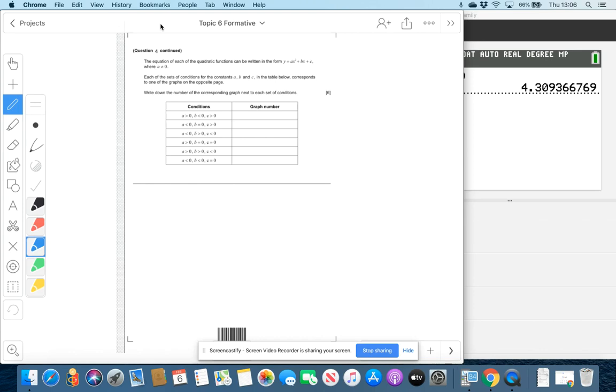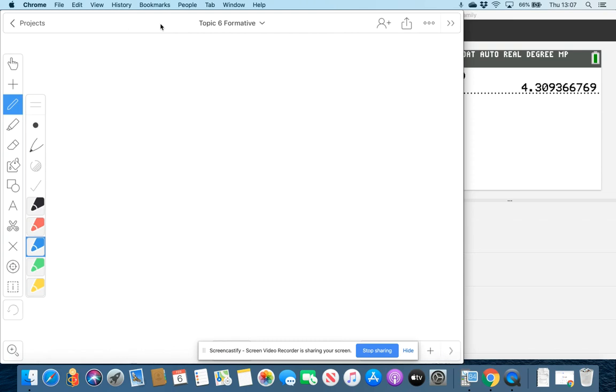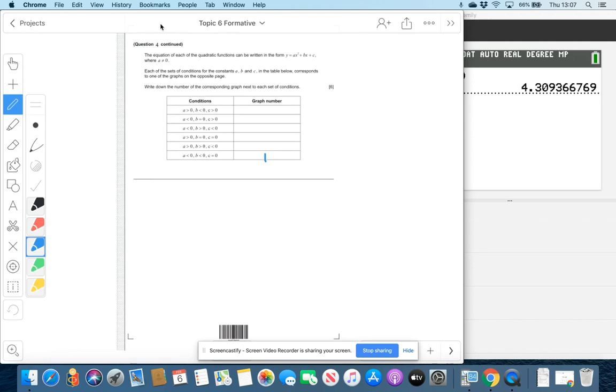So the backwards one is graph 1: A is less than 0, B is greater than 0, C is equal to 0. That's actually graph number 1 down here. Okay, and then 2 is A is greater than 0, B is less than 0, and C is greater than 0.